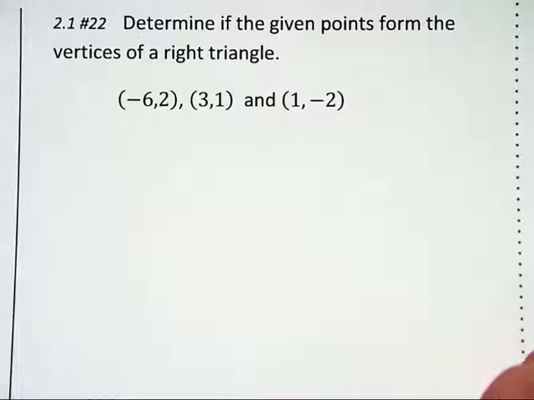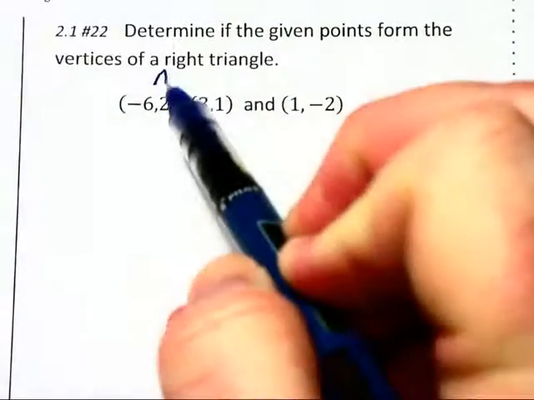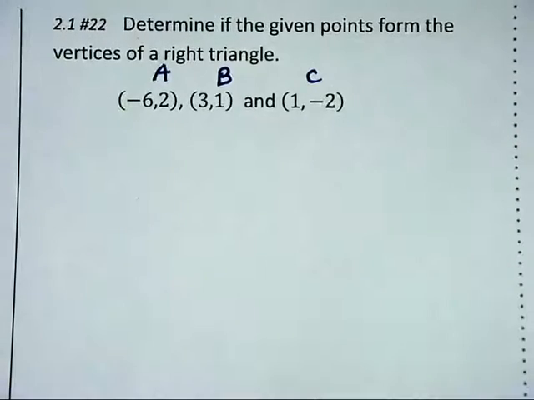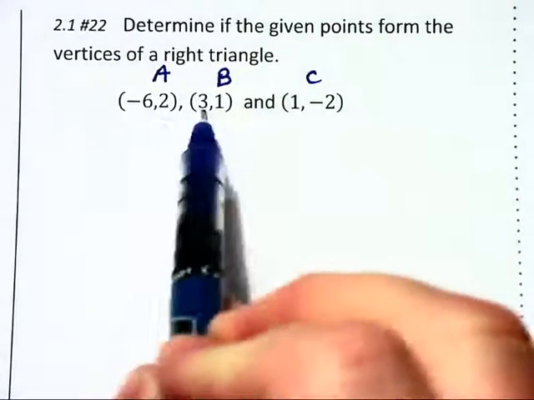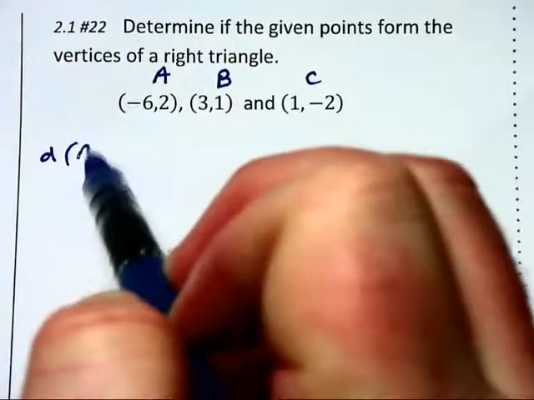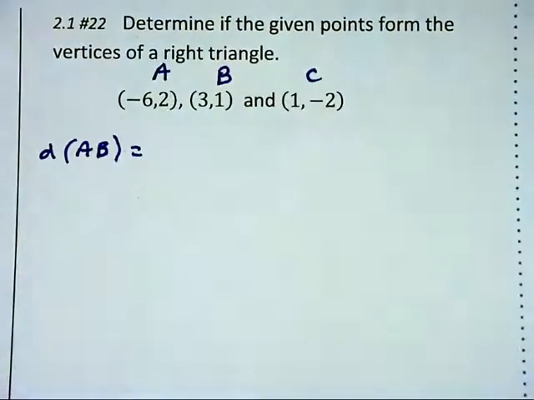Now we want to determine if these 3 points form the vertices of a right triangle. What I'm going to do is begin by labeling the 3 points as A, B, and C. And now we're going to find the distance between each pair of points, beginning with the distance between A and B. Now we will need to use the distance formula.